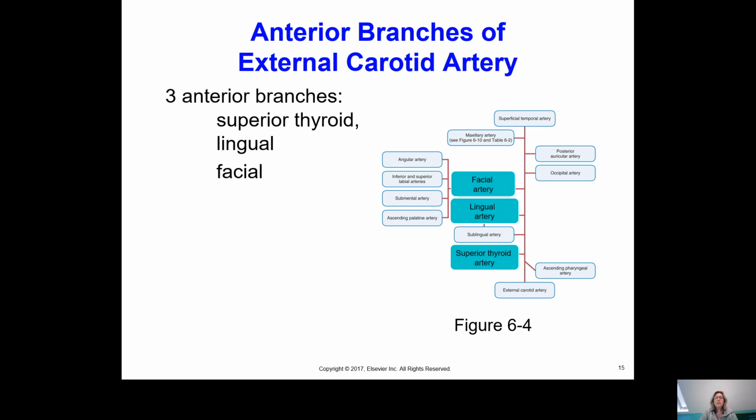Your anterior branches of the external carotid artery, there's 3 of those. And so this little diagram here in figure 6.4 came right out of your textbook, and I made darker rectangles around the bigger branches. We have the facial artery, the lingual artery, and the superior thyroid artery. If you think of them as stacked like they are, the facial would be up here, the lingual would be closer to your mouth, and the superior thyroid would be right in the thyroid area.